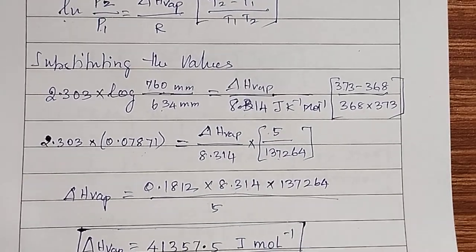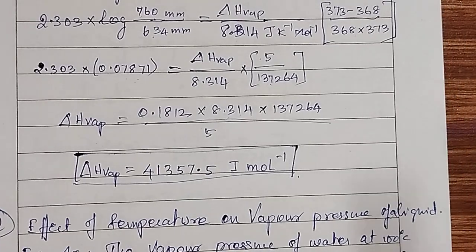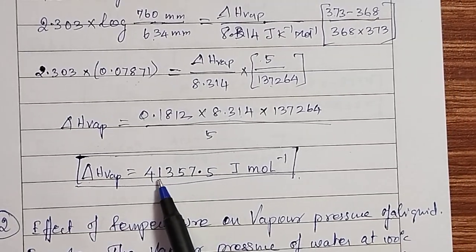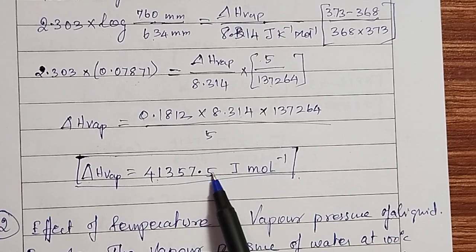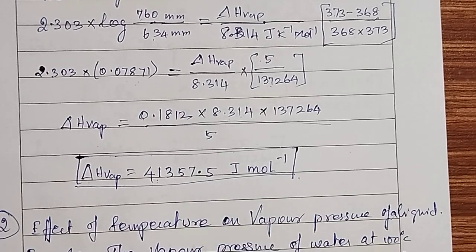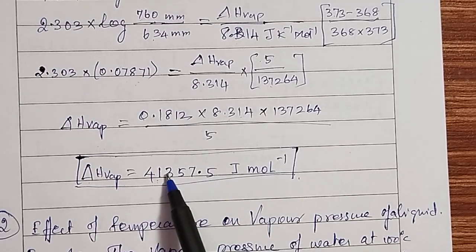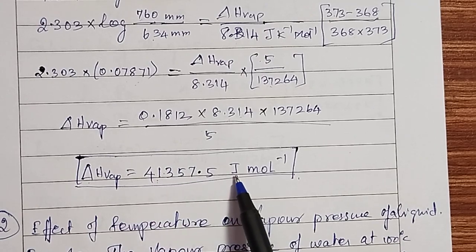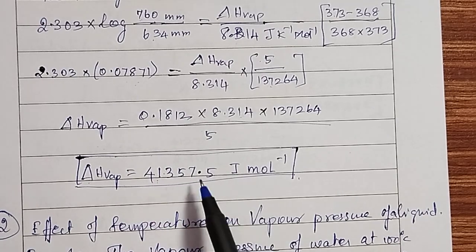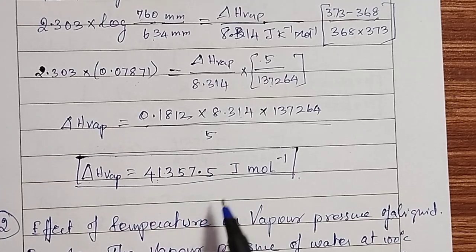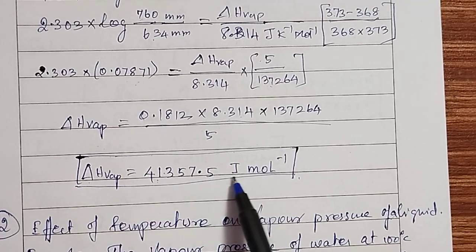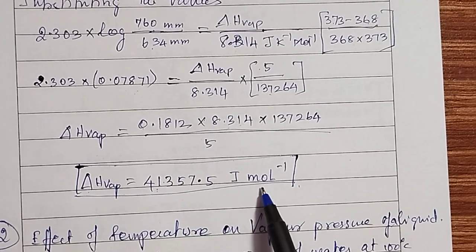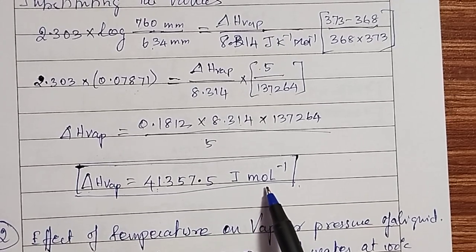When you solve this, I get the value, that is delta H vaporization is equal to 41357.5 joule per mole. You can also say 41.357 kilojoule. If you say it in kilojoule, you have to divide by 1000. When you divide by 1000, this can be converted into kilojoule per mole. That is also another value.